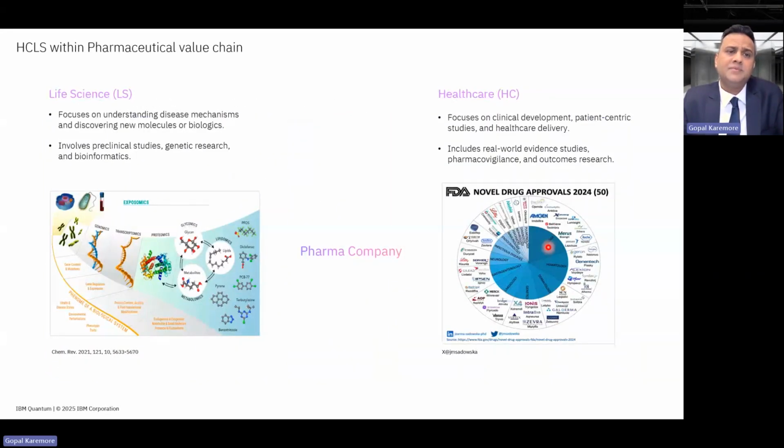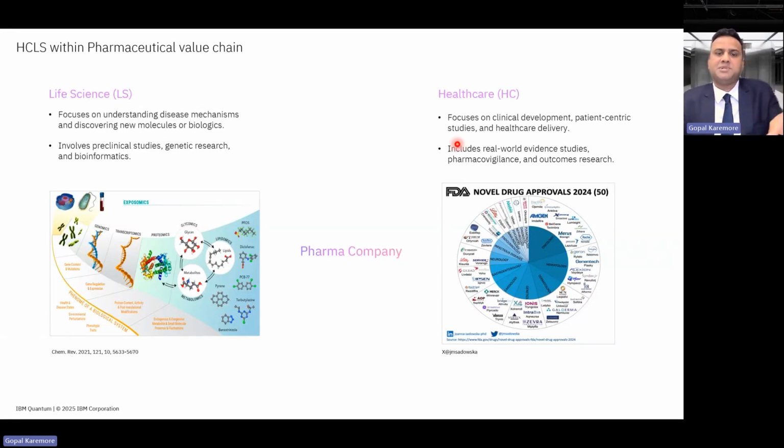So obviously, when it comes to life science and healthcare, pharma plays an important role to bridge the gap between life science and healthcare, because life science focuses on understanding the diseases, where healthcare focuses on clinical development, patient-centric studies, and things like that. So pharma actually bridges the gap as a translational science, because these days we are developing personalized medicine.